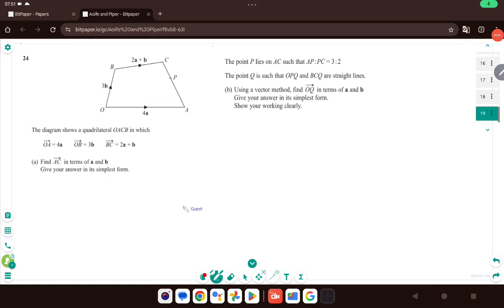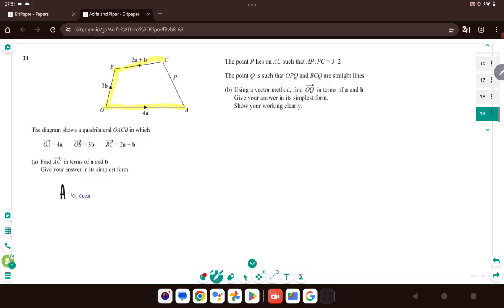Diagram shows a quadrilateral OACB in which OA equals 4a, OB equals 3b, BC equals 2a plus b. Find AC in terms of a and b. So to get from A to C, I'm going to have to use this route here.